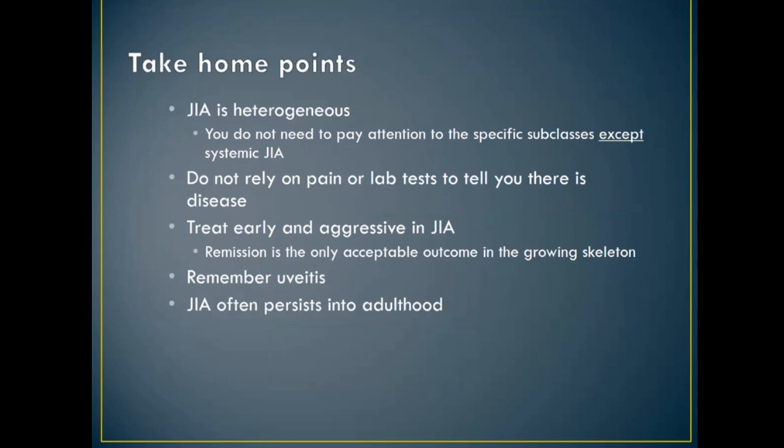Okay, so here are the take-home points. So juvenile arthritis is heterogeneous. We don't have to pay attention to the specific subclasses except for systemic JIA. So if we have a patient who has inflamed joints or who has joint pain and has fevers and rashes, different disease, similar treatments, but different disease. Don't rely on pain or lab tests to tell us that there's disease.